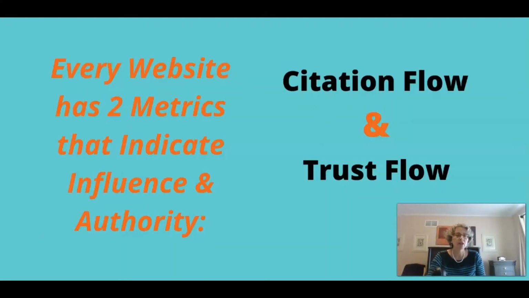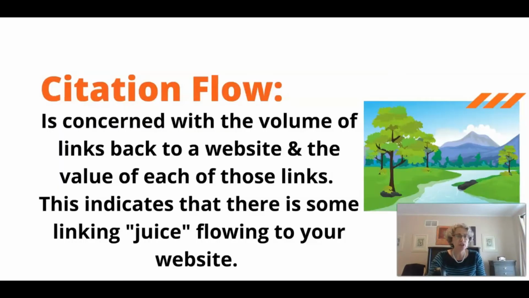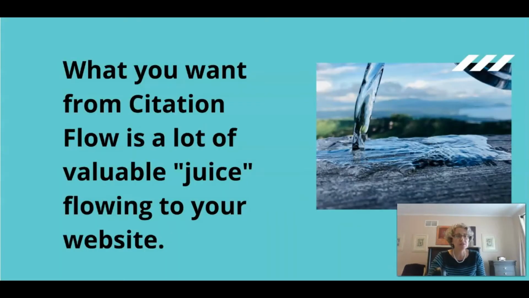Every website, including directories, has two metrics that indicate influence and authority: citation flow and trust flow. Citation flow is concerned with the volume of links back to a website and the value of each of those links. This indicates that there is some linking juice flowing between the two sites. What you want from citation flow of a directory is lots of valuable juice flowing to your website.